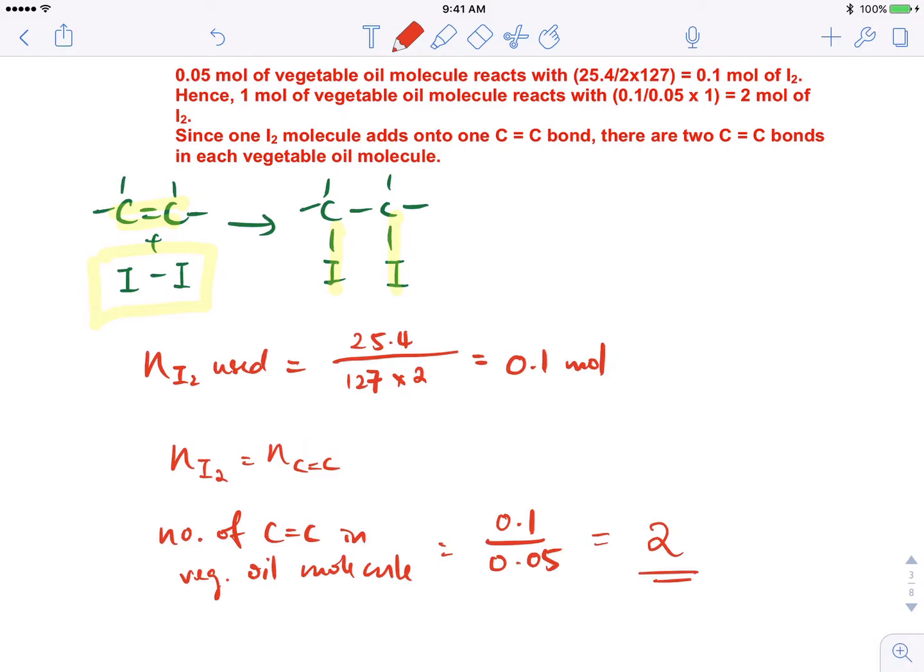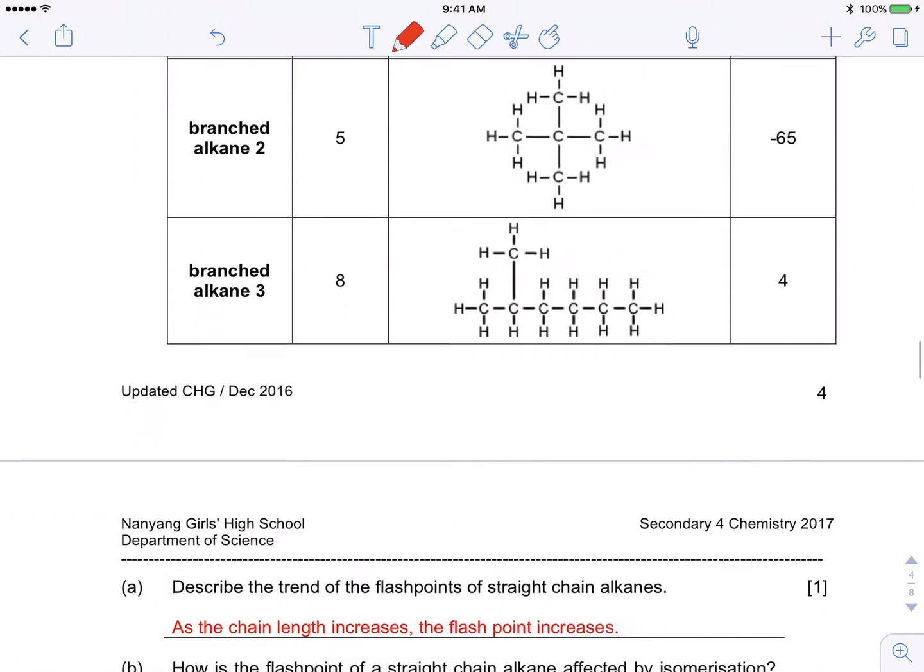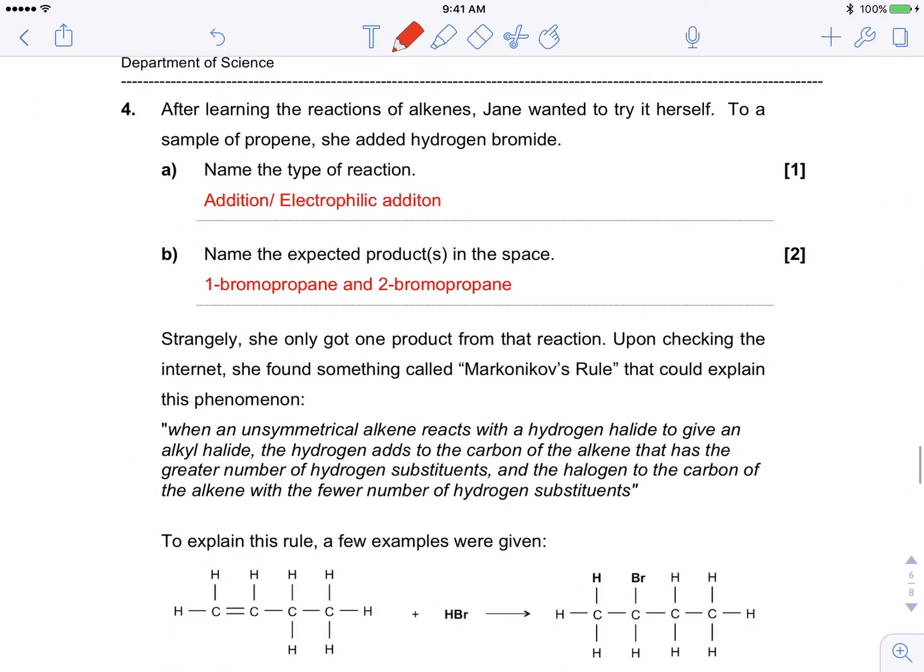Okay, if you still have a question regarding this question, please raise it up in class. Oh, this one was the last time we finished this already. Okay. Next, question 4. Question 4 was a question that I said, haha.